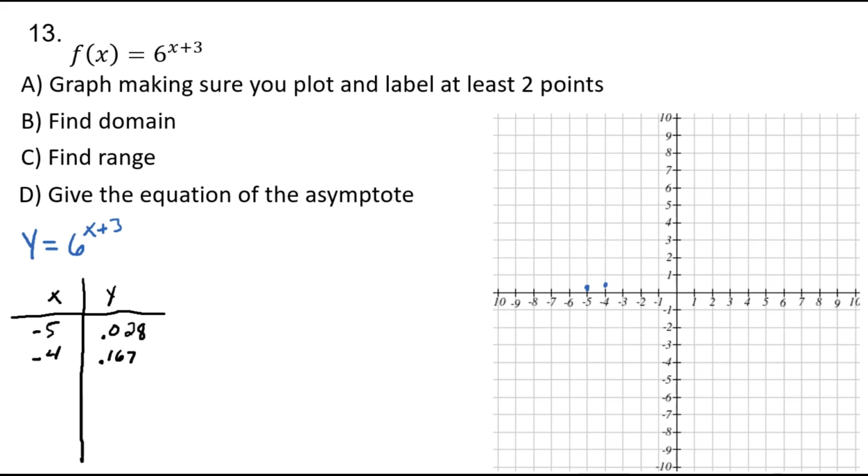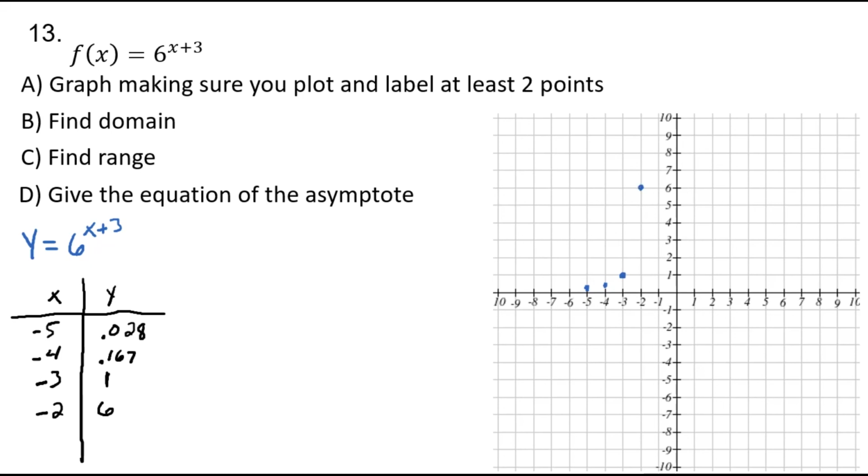Next I'll choose -3. Plugging in -3 here, -3 plus 3 gives you 0, and anything raised to the 0 power is always going to give you a 1. So then I end up with -3, comma 1. All right, one more: -2. Plug in -2 plus 3, that's a 1, and 6 raised to the 1st power is just 6. So I'll plug in -2 and I get 6.